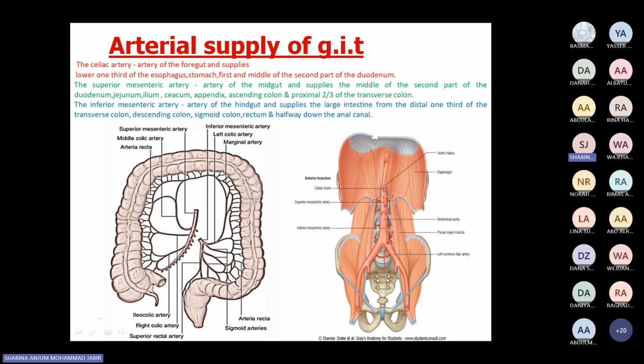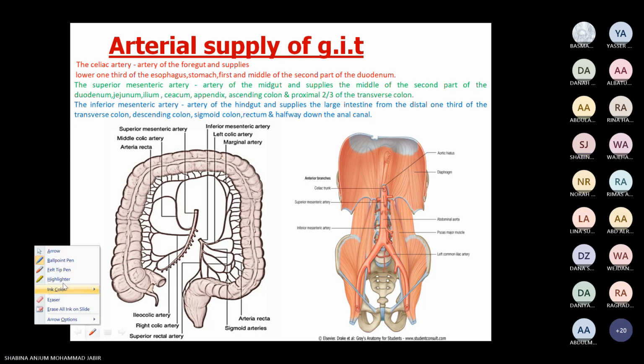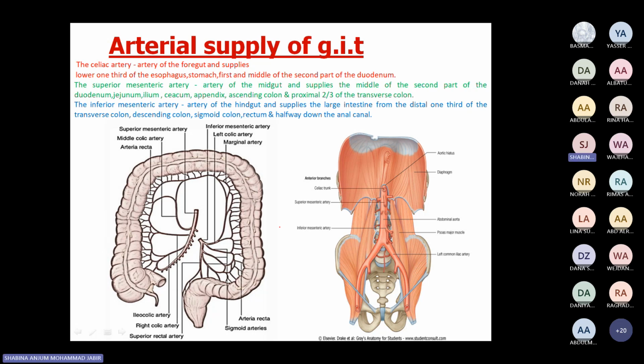Okay, so what here I want to tell you. So the arteries are clear, everyone? Okay, this is the superior mesenteric artery. What is happening to the superior mesenteric artery? What main branches has it given here?